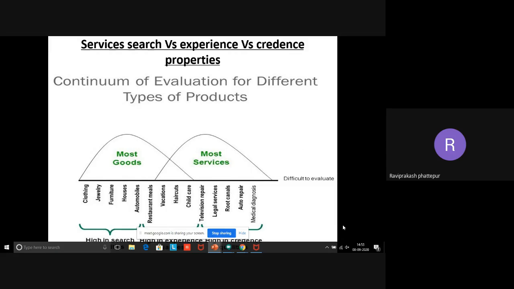Next comes credence. The meaning of credence is something that you feel is true, or something you believe in. Examples are TV repair, legal services, root canals, auto repair, medical diagnosis, etc. Why we say this is, even after experiencing it, you may or may not understand whether the service was good or bad. Whatever you think of it is true. For example, root canal: the doctor does your root canal and finishes it and your pain is gone. But you never know whether whatever he did was proper, whether it was of good quality or not. But you did not feel any pain after the procedure, which means he has done something good. That is what you believe.